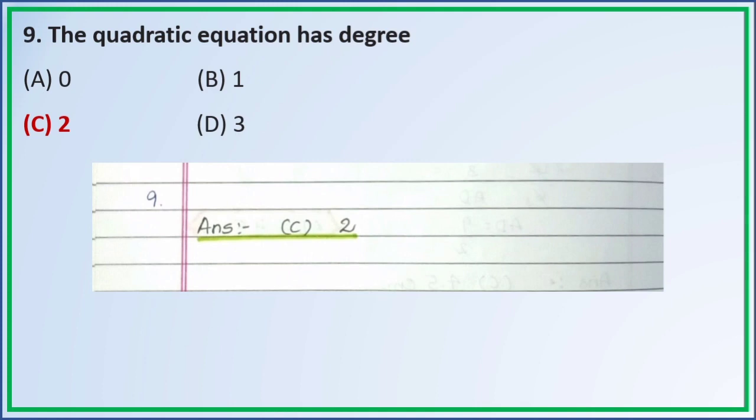Question number 9. The quadratic equation has degree. We know that the standard form of a quadratic equation is ax square plus bx plus c equals 0. Therefore, the highest power of the variable x is 2. Therefore, the correct answer is option C, 2. A quadratic equation has degree 2. Linear equations will have degree 1.